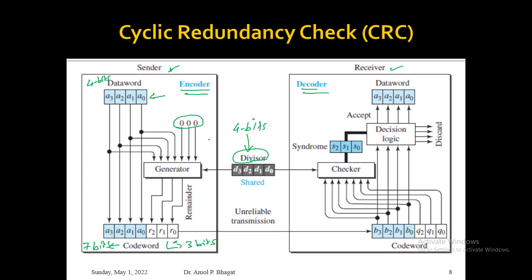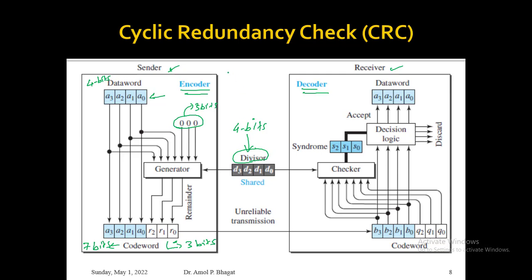So this divisor will be present at the sender side as well as the receiver side. The same divisor will be present at both sides. Depending on the number of bits present in the divisor, these redundant bits will be appended to the data word. Initially all those bits will be selected as zeros, right? As the divisor is of 4 bits, the redundant bits will be of 3 bits, correct? So how will this divisor be selected?